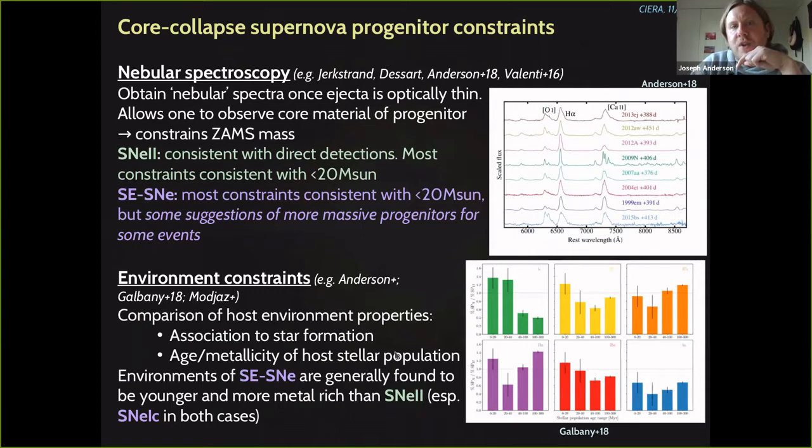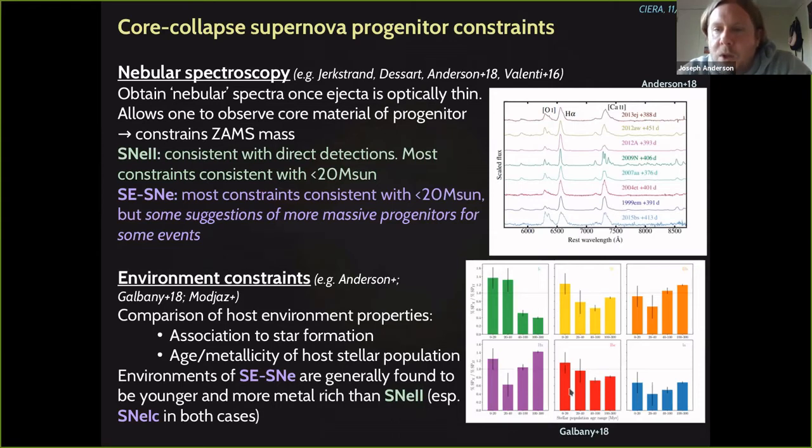Another way you can constrain progenitors is through nebular spectroscopy. Nebular spectroscopy is obtaining spectroscopy once the outer envelope and outer ejecta become optically thin. Then you're seeing down into the inner core material, which was produced during stellar evolution and during the explosion. The strength of the lines you see in that nebular spectroscopy gives you some indication of the initial mass of that star, because the core at the moment of the explosion is highly correlated with the initial mass of the star.